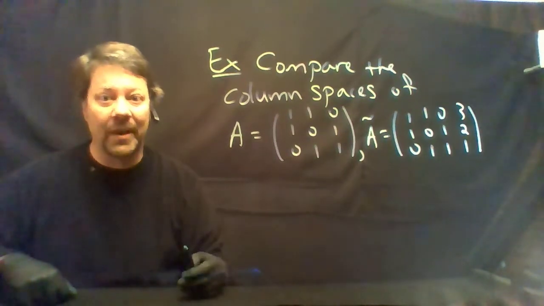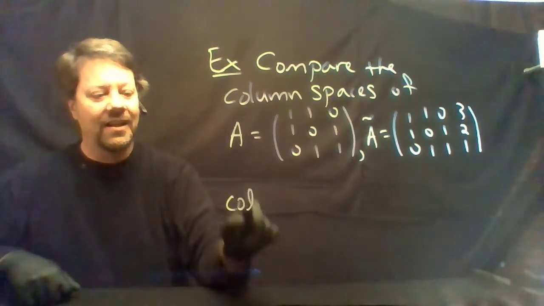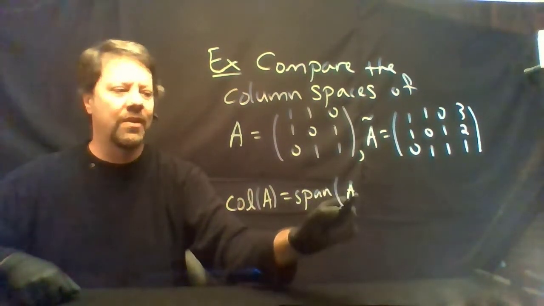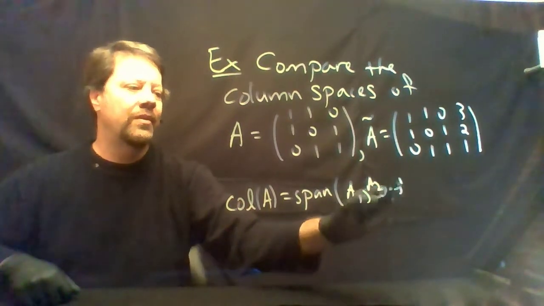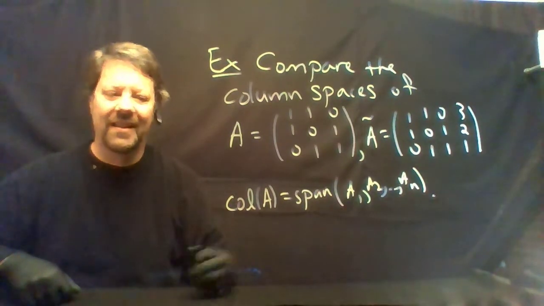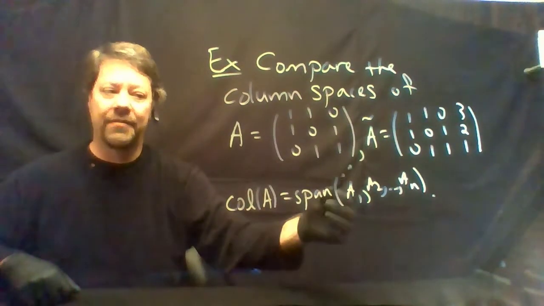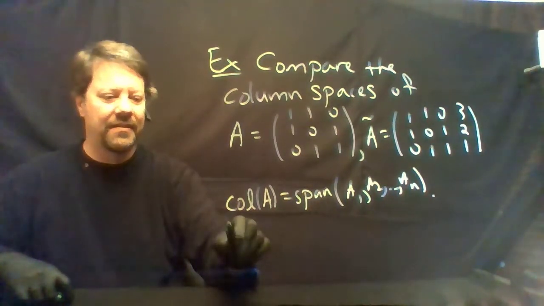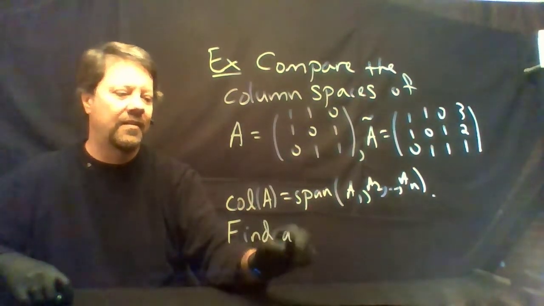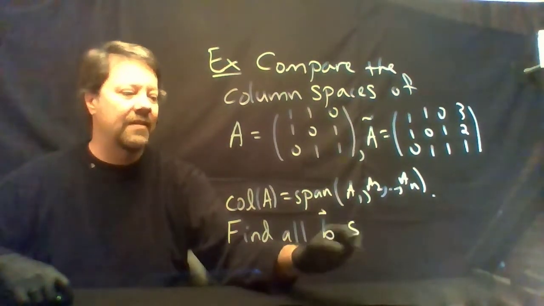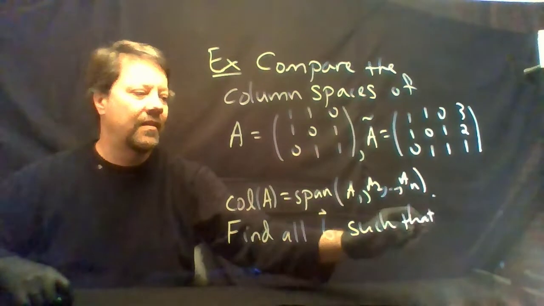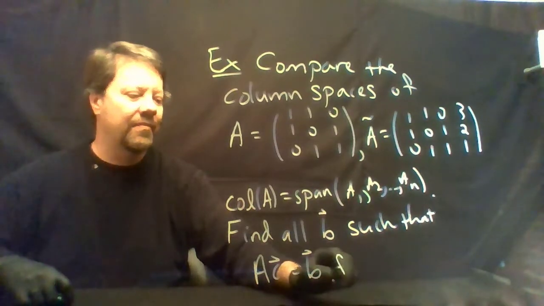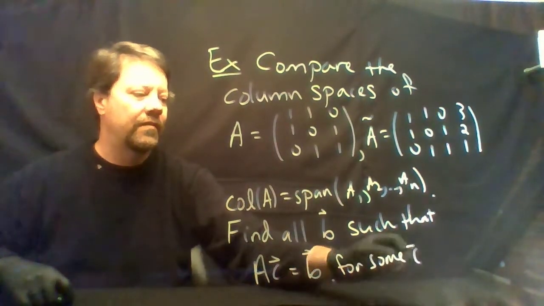First, you need to remember what a column space is. The column space of a matrix A is the span of the columns. We'll call those A1, A2 through AN, the set of all linear combinations of the columns of the matrix. In other words, find all vectors B such that AC equals B for some vector C.